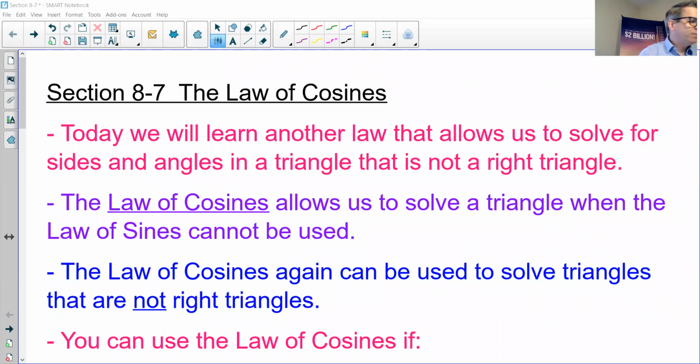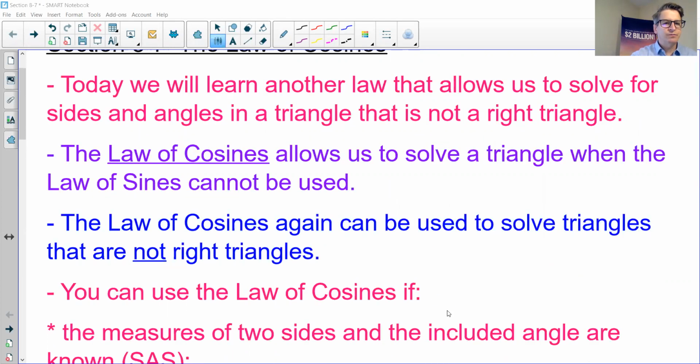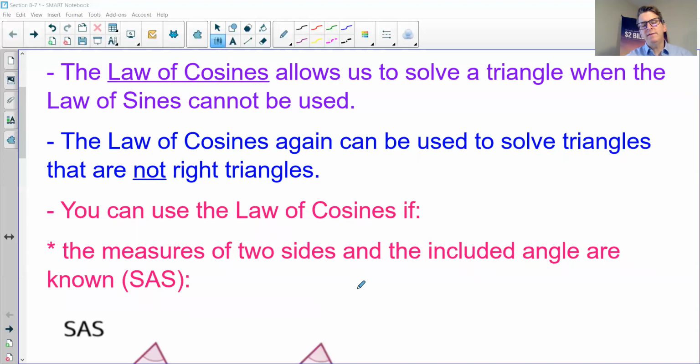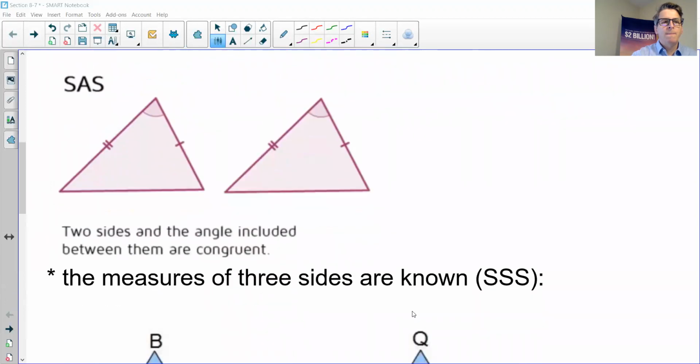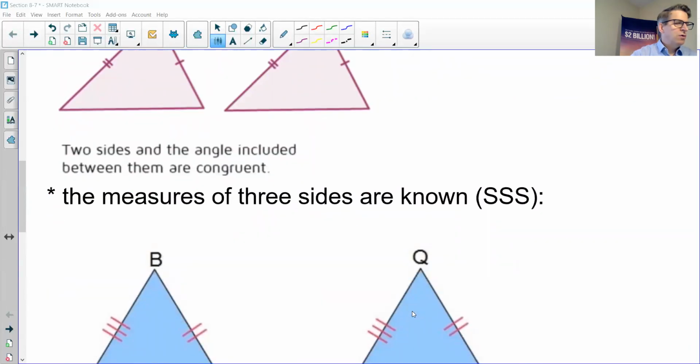Law of Cosines. Today we will learn another law that allows us to solve for sides and angles in a triangle that is not a right triangle. The law of cosines allows us to solve a triangle when the law of sines cannot be used. You can use the law of cosines if the measures of two sides and the included angle are known, SAS, or the measures of 3 sides are known, SSS.